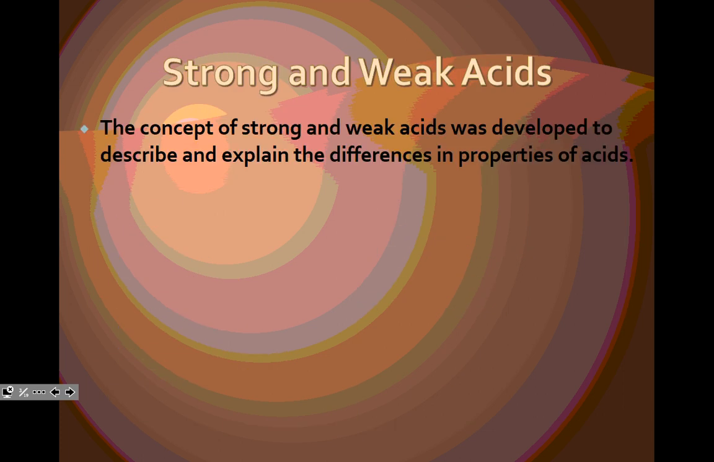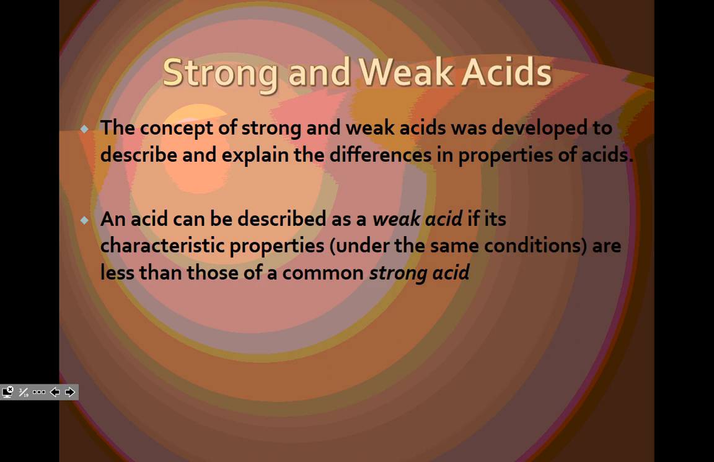Strong and weak acids. The concept of strong and weak acids was developed to describe and explain the difference in properties of acids. An acid can be described as a weak acid if its characteristic properties under the same conditions are less than those of a common strong acid. So for example, lemon is a weak acid. We can eat lemon because we can use it for our food. However, you wouldn't do the same thing with hydrochloric acid. It is considered a strong acid.